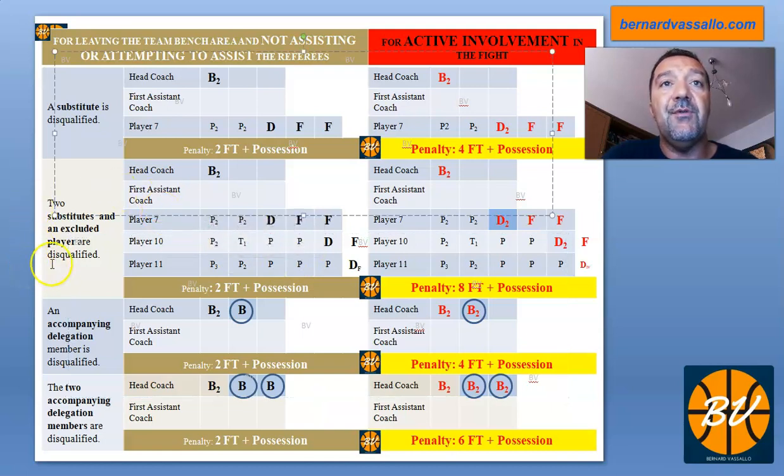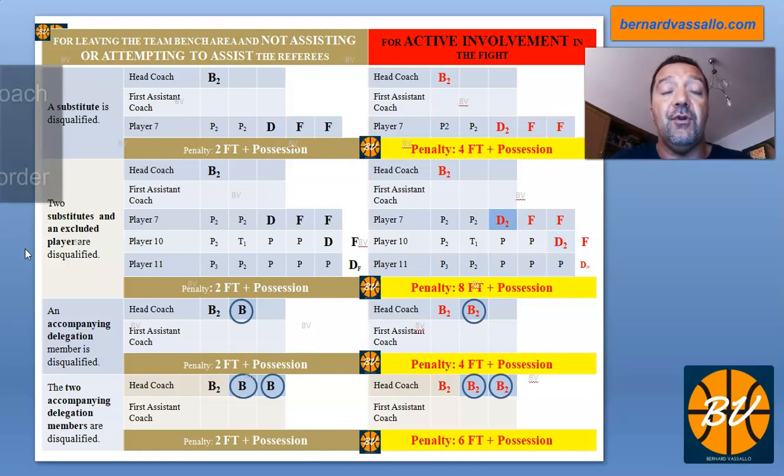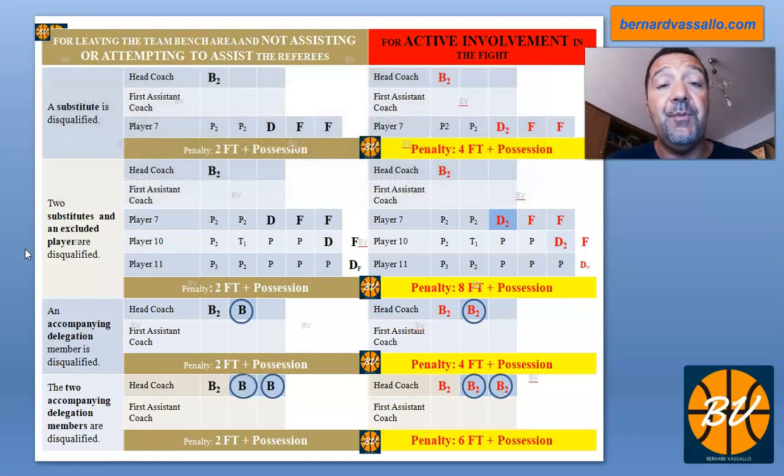2 substitutes and 1 excluded player enter into the court during a fighting situation, and they find themselves on the court. Now here, as you may know in the rules, nobody apart from the coach and the assistant coach is allowed to enter onto the court during a fighting situation. I repeat, nobody except the coach and the assistant coach. And even here, these 2 persons, the coach and the assistant coach, are only allowed on the court during a fighting situation to assist the referees.